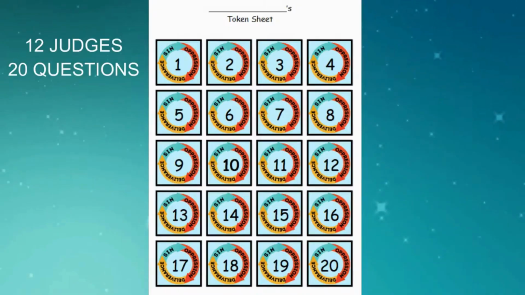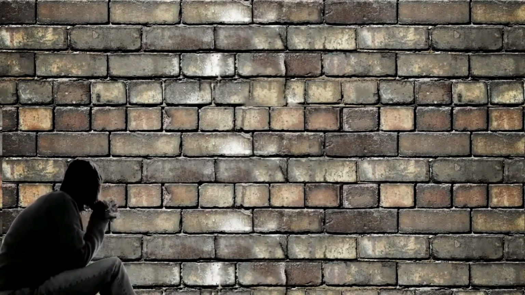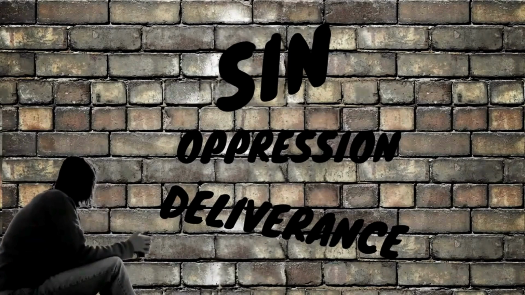An eye-catching token sheet allows students to keep track of how many correct cards they chose during the game. The lesson concludes with showing students that the cycle of sin, oppression, and deliverance is part of our human condition. We all want our own way.